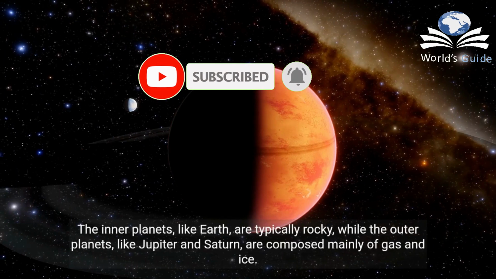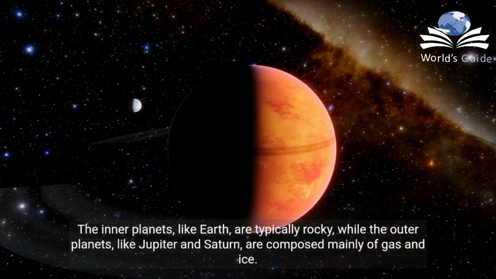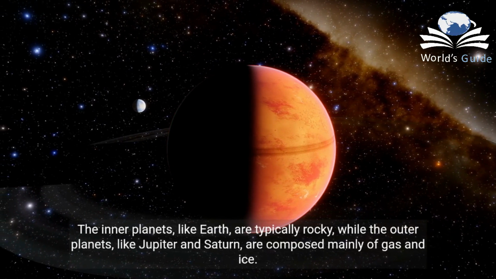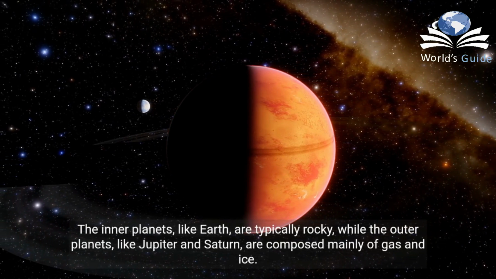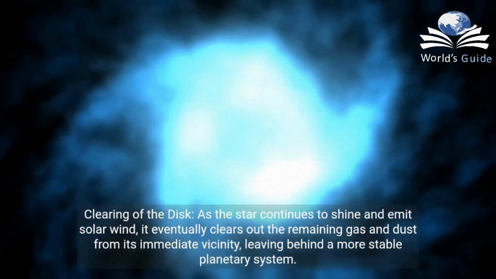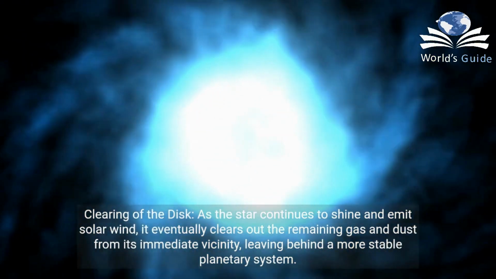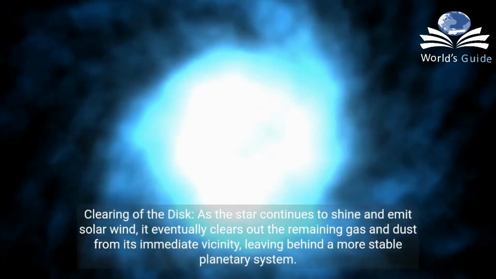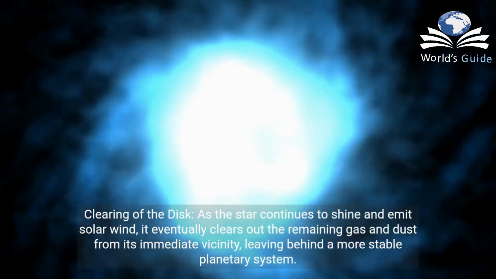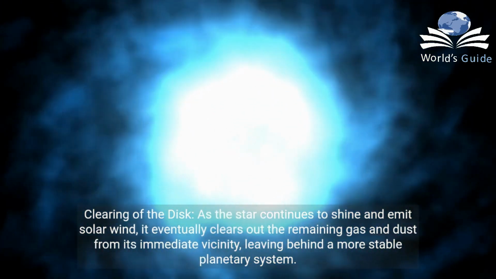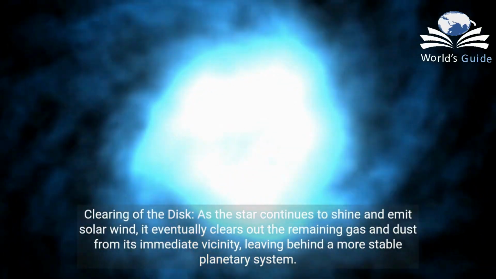The inner planets, like Earth, are typically rocky, while the outer planets, like Jupiter and Saturn, are composed mainly of gas and ice. Clearing of the disk. As the star continues to shine and emit solar wind, it eventually clears out the remaining gas and dust from its immediate vicinity, leaving behind a more stable planetary system.